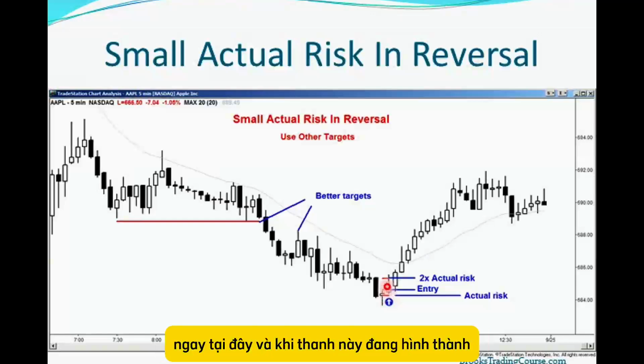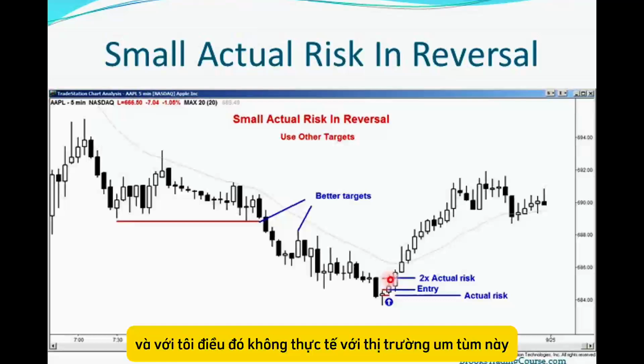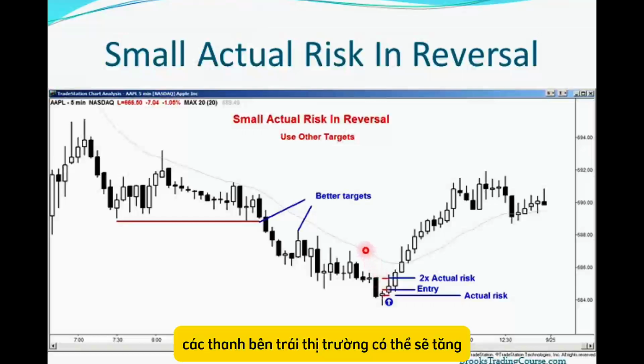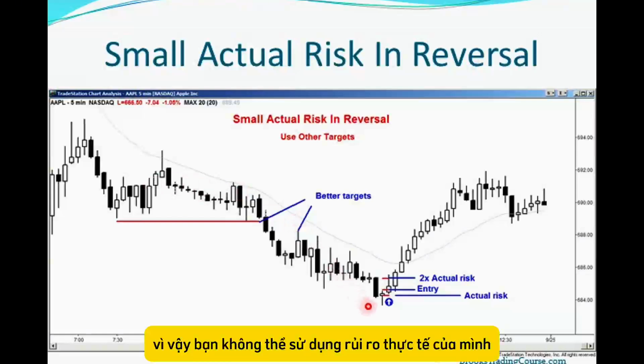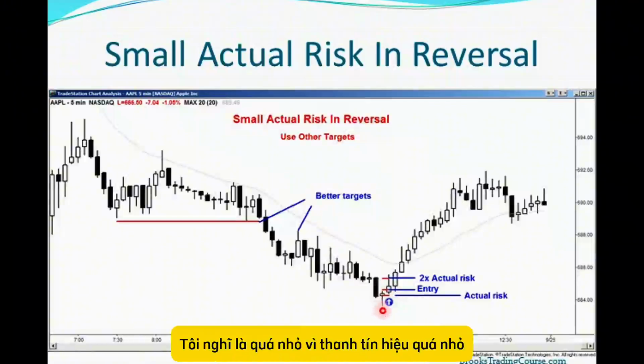And as this bar was forming, if you exited at 2 times your actual risk, you would have gotten out right here. And to me, that's unrealistic given this market, the bars to the left. The market probably is going to rally to the top of this lower range at a minimum, the bottom of the upper range. It may break into the upper range again. So you cannot use your actual risk as the basis for taking partial profits. Even your initial risk, I think, is too small because the signal bar is so tiny. So you should use some other method to determine where you should take profits.